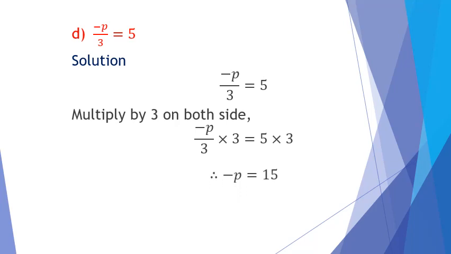Solution means we have to find the value of the variable. Here the variable is P, not minus P. So, to remove minus P, you have to multiply it by negative 1 on both sides. So, we get P equal to minus 15. So, P equal to minus 15 is the solution.